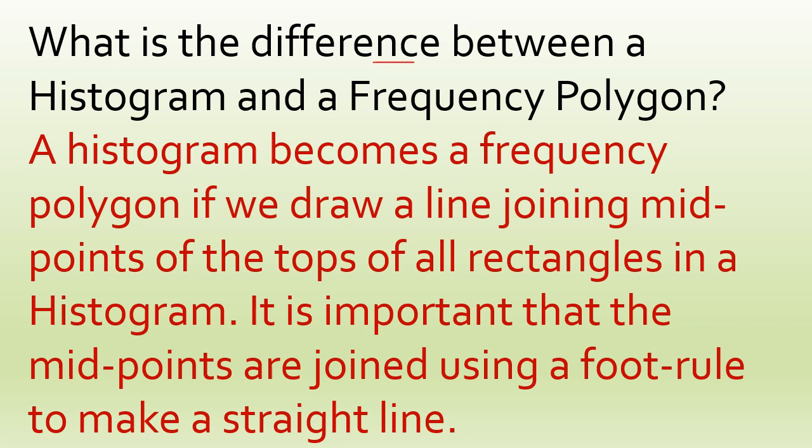Now, what is the difference between a histogram and a frequency polygon? A histogram becomes a frequency polygon if we draw a line joining the midpoints of the tops of all the rectangles in a histogram. It is important that the midpoints are joined using a foot rule to make a straight line.